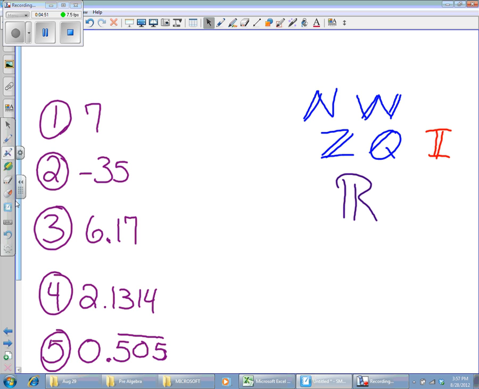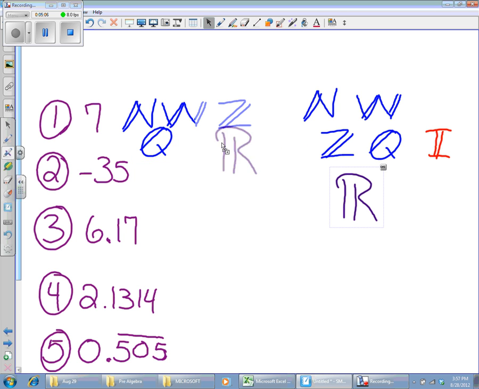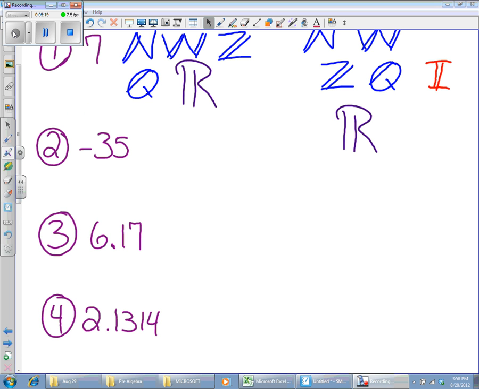All right, number 1. I've got natural. It's whole. It's an integer. It's rational, and it is also a real number. Remember, every number we deal with in here is going to be real. So that is the answer to number 1, N, W, Z, Q, and R. So 7 belongs to natural, whole, integer, rational, real.